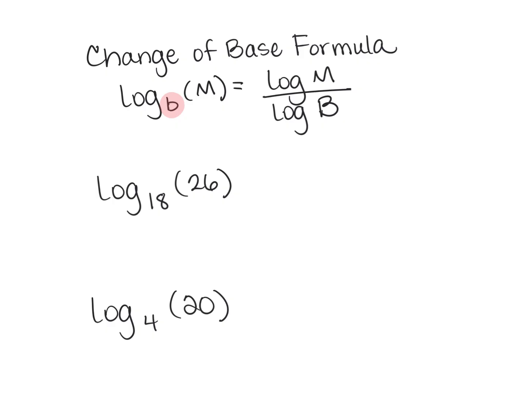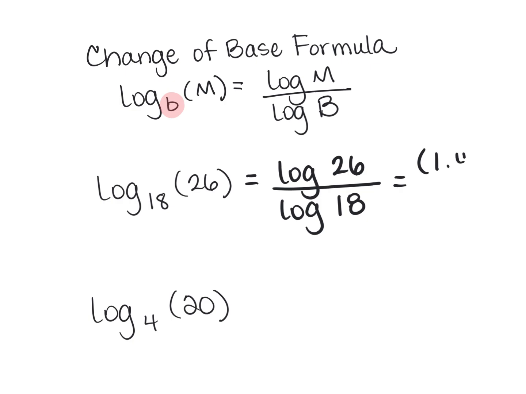If we look at this first example, I have log base 18 of 26. Well, 18 is not a base that will result in 26. So using this change of base formula, I do log of the number 26, and I divide it by the log of the number of the base, which is 18. On your calculator, you're going to hit log of 26, and this is going to give you this big decimal of 1.414... and it's longer. Then we do the log of 18, and that's going to give me 1.255... and it keeps going.